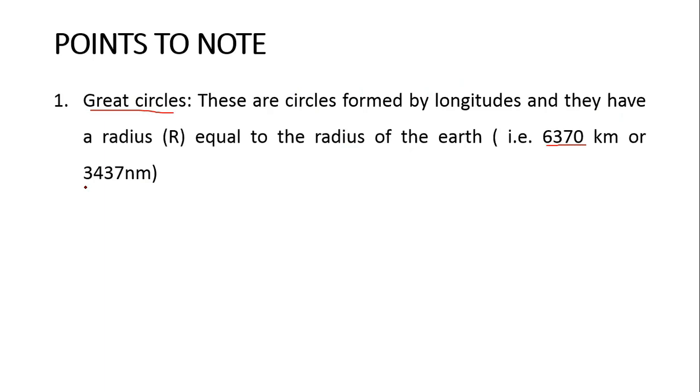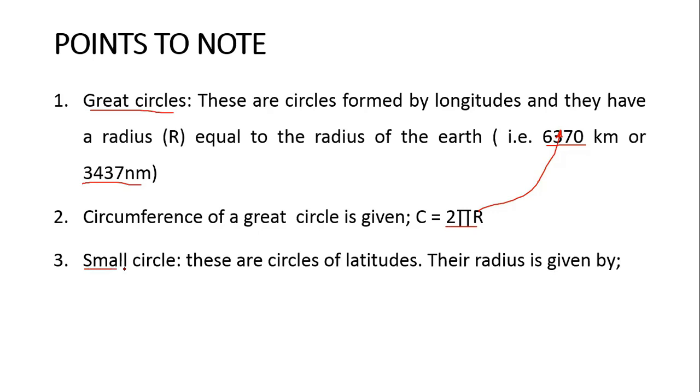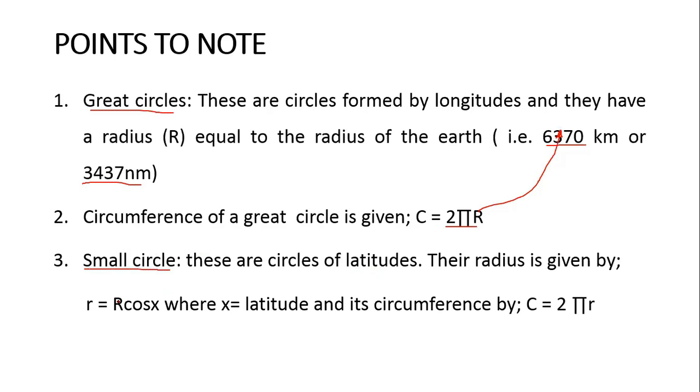We also have the circumference of a great circle, which is given by this formula here. This is just 2 multiplied by pi multiplied by R. Capital letter R is always that one there, or this one in nautical miles. Then we also have what we call a small circle. A small circle is simply a circle along a line of latitude. So small circles are circles along a line of latitude. And their radius is given by small r equals capital R cos X.